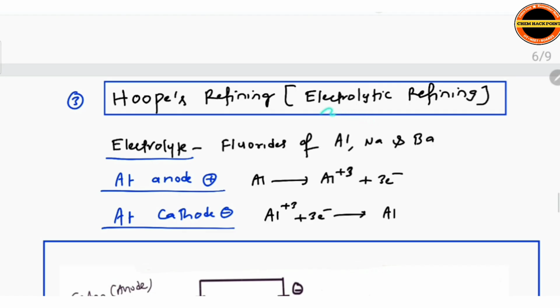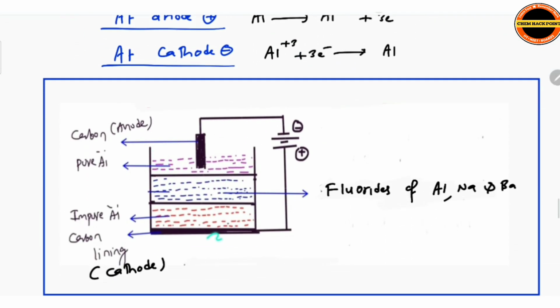Next, Hoope's refining, electrolytic refining. Third step, the last step of aluminium extraction. Electrolyte is fluorides of aluminium, sodium, barium. At the anode, aluminium undergoes oxidation. At the cathode, again Al3+ undergoes reduction. See here, it is given.